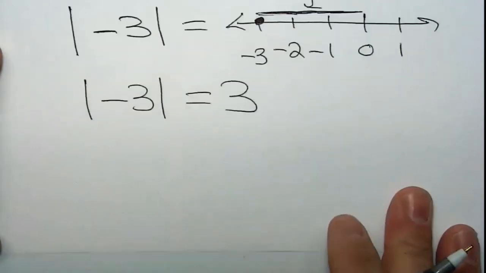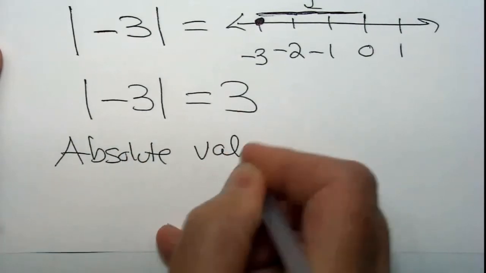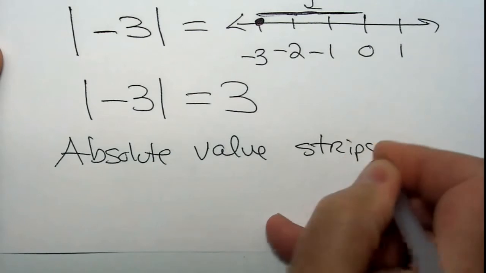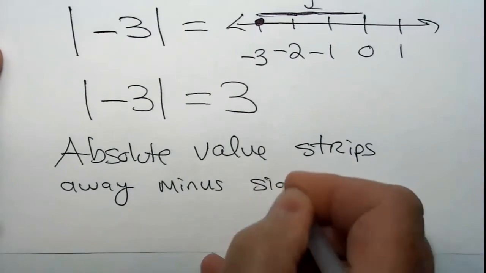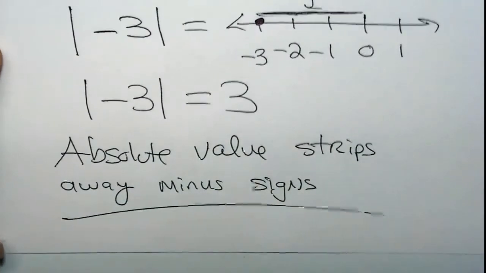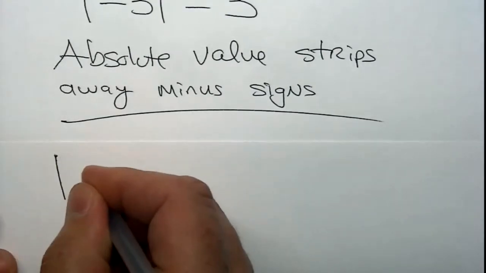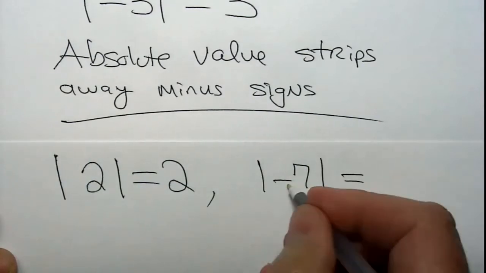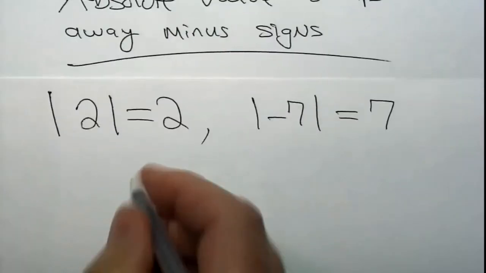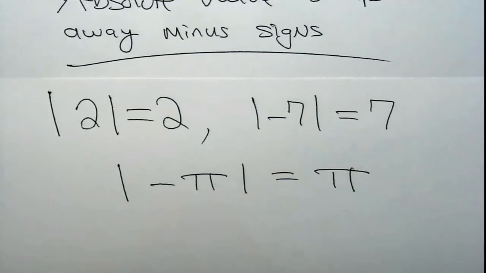So now for the informal definition. Absolute value strips away minus signs. Informally, that's what it does. If there's a minus sign, it strips it away. So the absolute value of 2 is 2. The absolute value of negative 7, strip away that minus sign, is 7. The absolute value of minus pi is pi. So it strips away minus signs in a very informal way. It's a great way to say what it's doing.